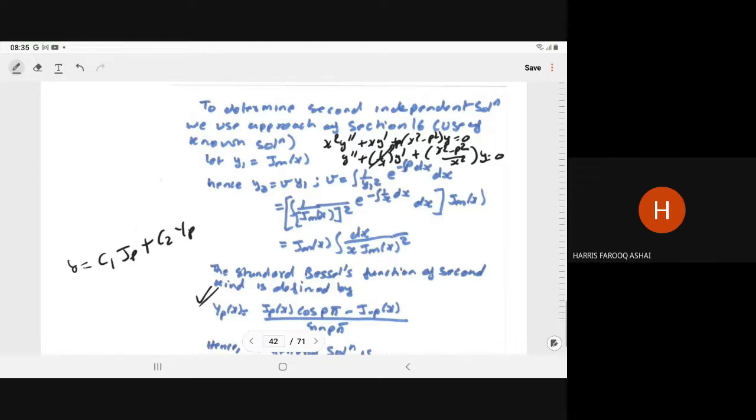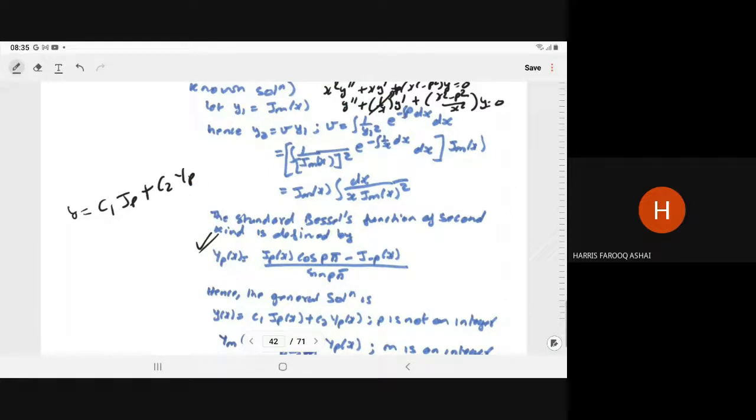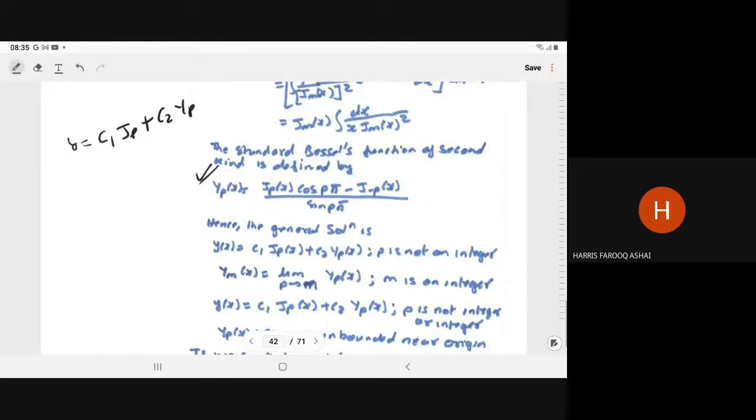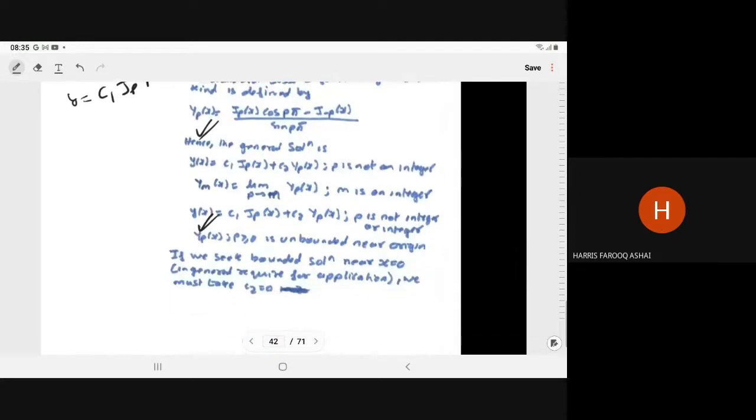From here it is coming. Presently you do not have to study it, just remember this. So where we have faced the problem when p is an integer, here we are seeing that when we take Ym, meaning p is equal to an integer, Ym means limit p tends to m of Yp, where m is an integer. In that case it is also working.